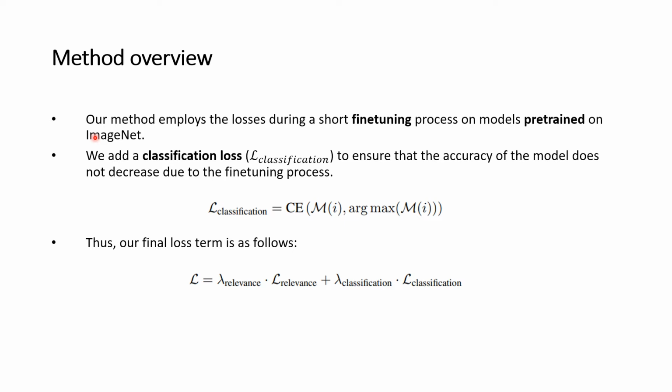Unlike other methods, our method employs the losses during a short fine-tuning process on models that were already pre-trained on ImageNet. We add a classification loss, L classification, to ensure that the accuracy of the models does not decrease due to the fine-tuning process. The formulation of our classification loss is as follows, and it encourages the model to have high confidence on its predictions. Thus, our final loss term is formulated as follows, as a combination of the relevance and the classification loss.